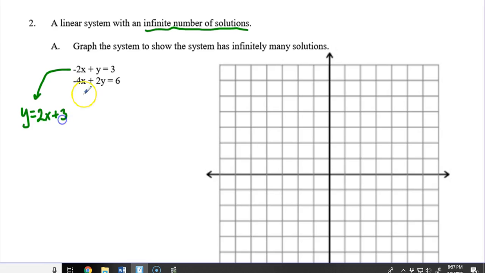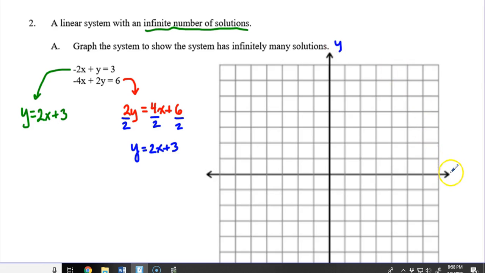Second equation. First thing I'll do is add 4x to both sides. But I don't quite have y equals yet. I don't have y isolated, so I'll divide all the terms by the coefficient of y. Now I've got the two equations. Go ahead and make their graphs, play the recording when you're ready.